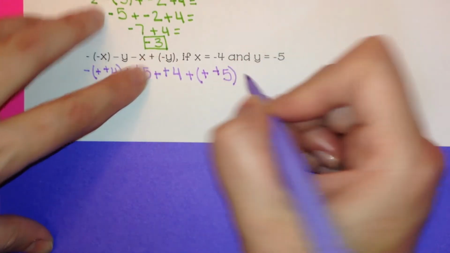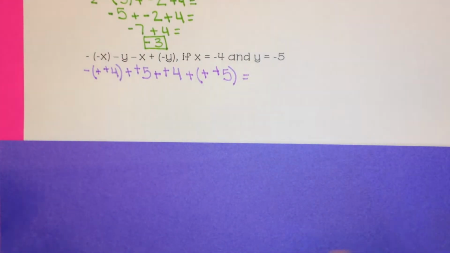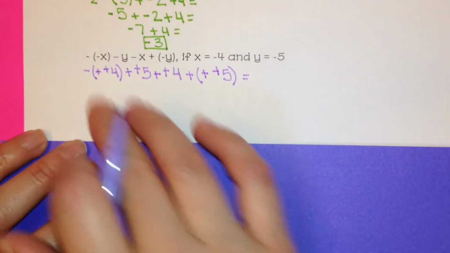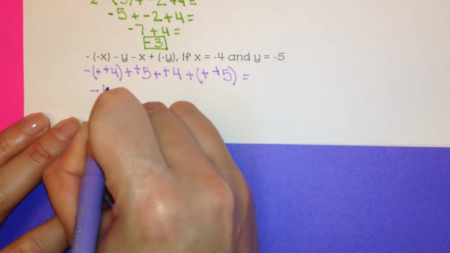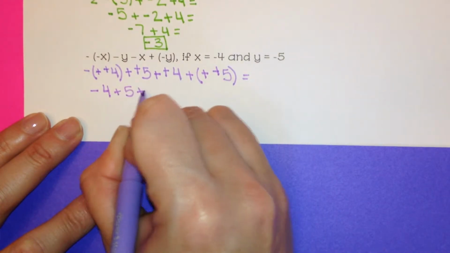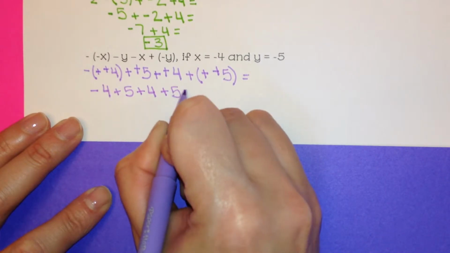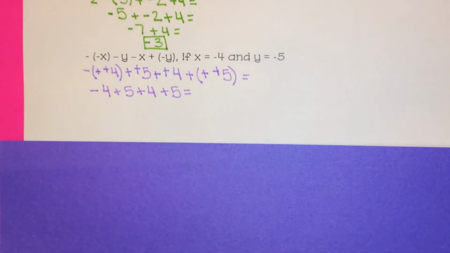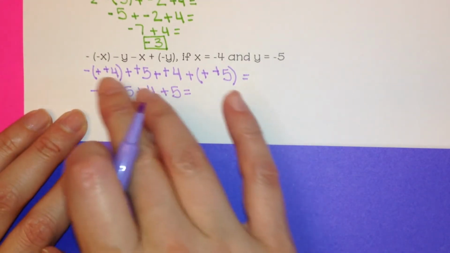Negative times a negative is a positive. Okay, I'm going to rewrite this because it's kind of confusing with all of these positive and plus signs. So I do have a negative. This resulted in a positive 4, plus 5, plus 4, plus 5. If you wanted to leave all the negatives and change the negatives to positives at the end, that's okay if you had done it on this step.